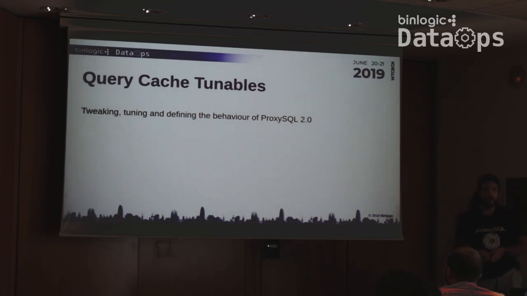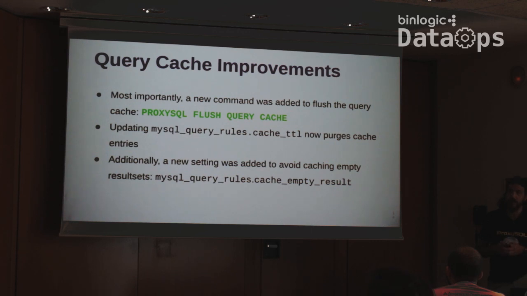Query cache. As I was mentioning before, some improvements have been made to the way the query cache works. Specifically, we introduced a new command that is able to completely flush the query cache. Before this was not possible, while now we can run PROXYSQL FLUSH QUERY CACHE and we remove everything from the query cache. Another way of updating the query cache: in 1.4 you just had to wait for the cache entry to expire, while in 2.0 you can change the cache TTL in mysql_query_rules to a different value, and this value is the one that will determine when the entry has to be expired.